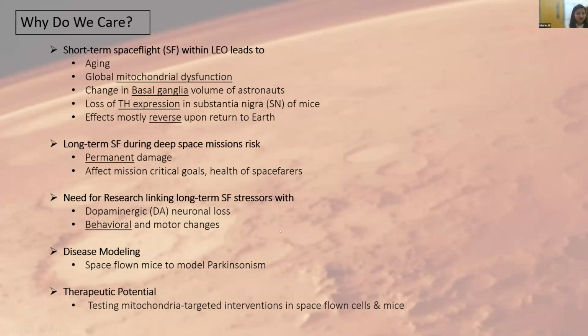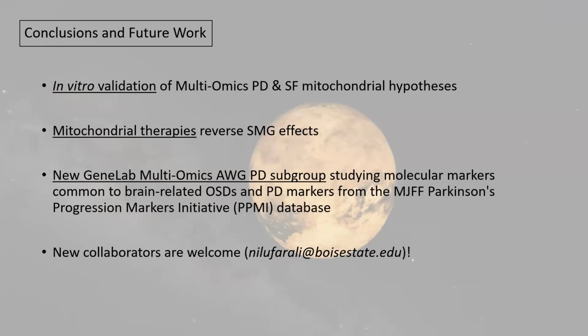So there is more opportunity in this field, where we can do more research related to long-term spaceflight stressors and dopaminergic neuronal loss, specifically focusing on the regions affected in PD. And is there any behavioral or motor change that we observe when we keep these mice, if we are studying it in mice, if it shows those kinds of problems in behavior and motor changes. So disease modeling could be a good opportunity where space-flown mice can be used to model Parkinsonism, and also as a drug testing platform. The space-flown mice and in vitro cultures could also be used for testing therapeutics as well as mitochondria-targeted interventions.